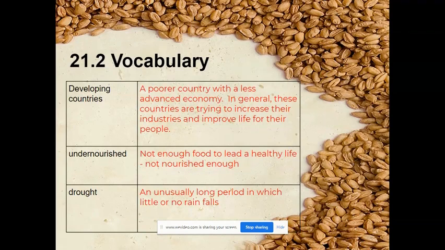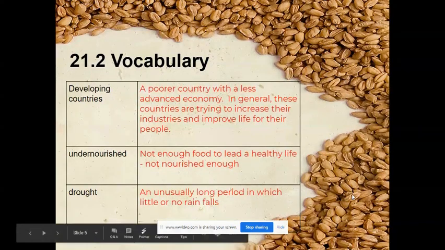The next word is undernourished. This means not enough food to lead a healthy life, not nourished enough. We talked earlier in the year about how many calories each person should have to lead a healthy life. We learned that Americans eat many more calories than is necessary. Undernourished is the opposite. They are not getting enough calories to be successful and live a healthy life.